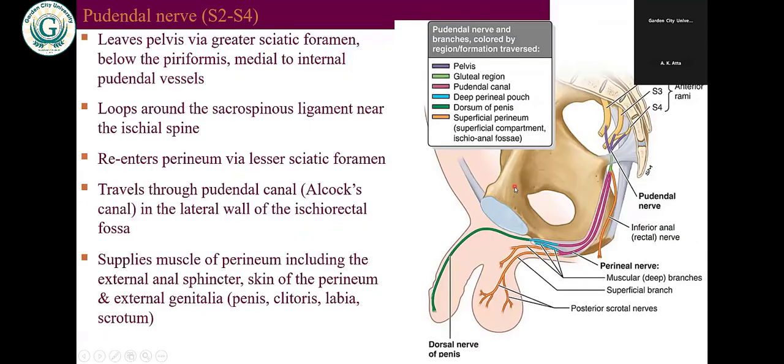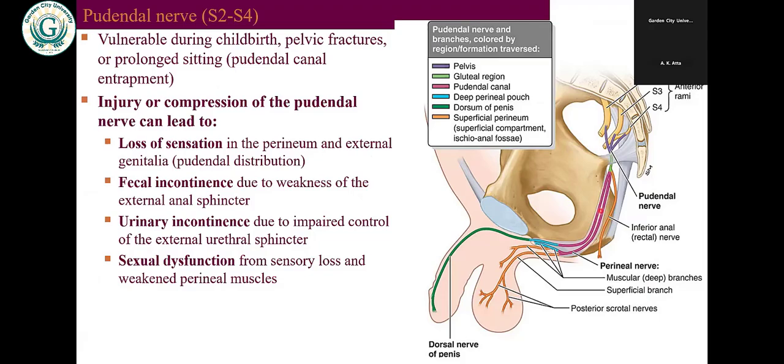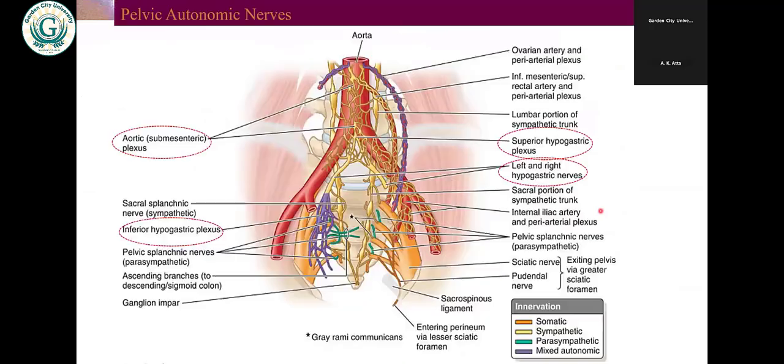Now, this is the pudendal nerve. We see that from the anterior rami of S2, S3, S4, passing behind the sacrospinous ligament through the lesser sciatic foramen, it then enters the perineum. It supplies most of the skin of the perineum and also the muscles that you find there.